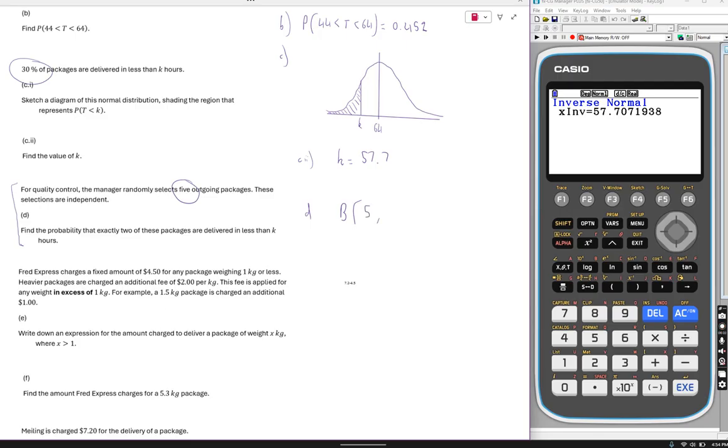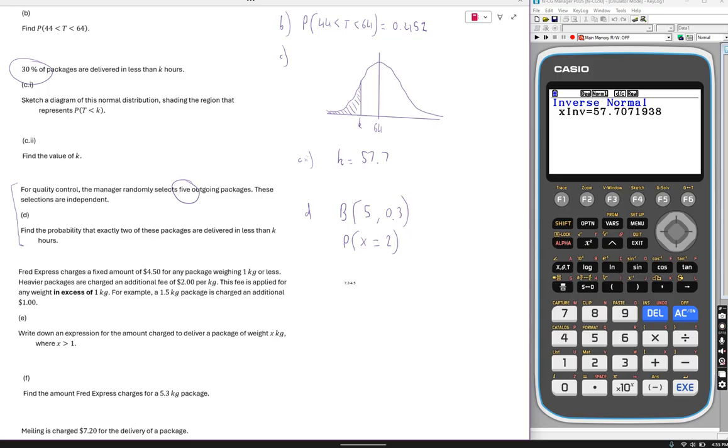And we've got a probability of 0.3. Why is it 0.3? Because it said back in the question CI that 30% of packages are delivered in less than K hours. So the probability that it is delivered in less than K hours, for the purpose of part D here, is 0.3. Now, we want the probability that exactly 2 of these packages are delivered in less than K hours. So the next part of this is we want the probability that X equals 2.